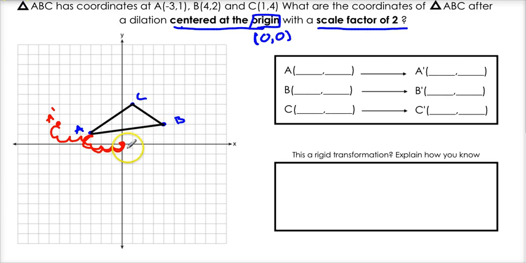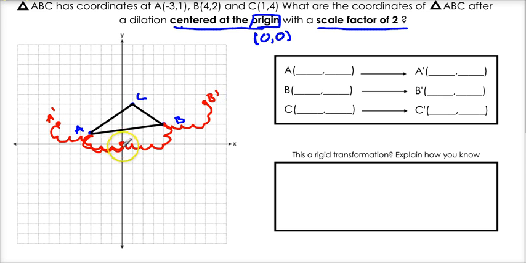Let's try that again for B. So to get to B, we go over 1, 2, 3, 4, up 2. All right, we go over 4, up 2. Let's do that twice now. 1, 2, 3, 4, up 2. 1, 2, 3, 4, up 2. And that is our B prime.